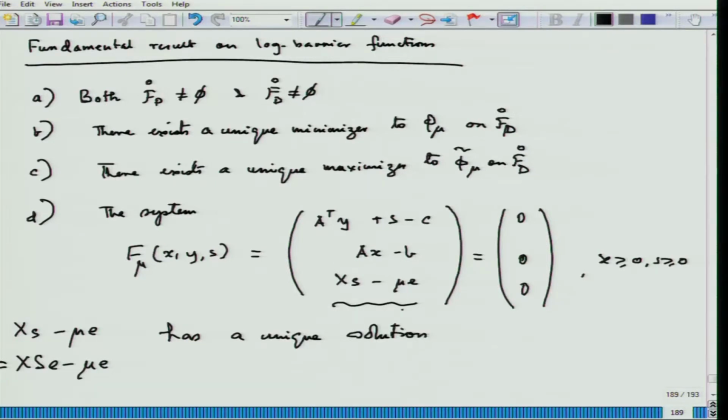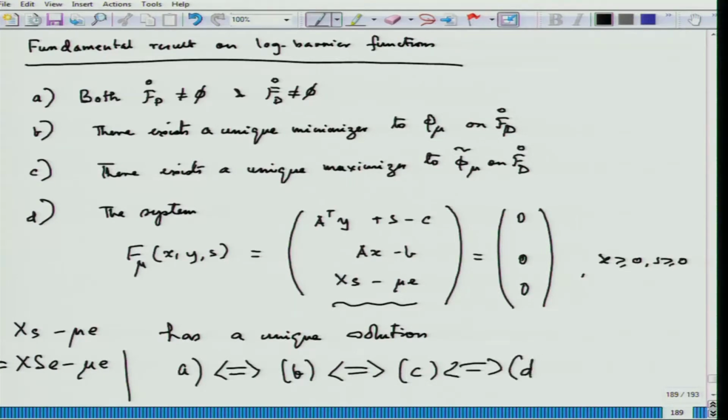So let us have these 4 conditions written down, 4 statements. We have made 4 statements and now we are showing that A implies B and B implies A, B implies C and C implies B, and hence C implies A and A implies C. So, what we say is that all the above 4 conditions are equivalent. That is, if I can solve the log barrier function, then I am also solving this system.